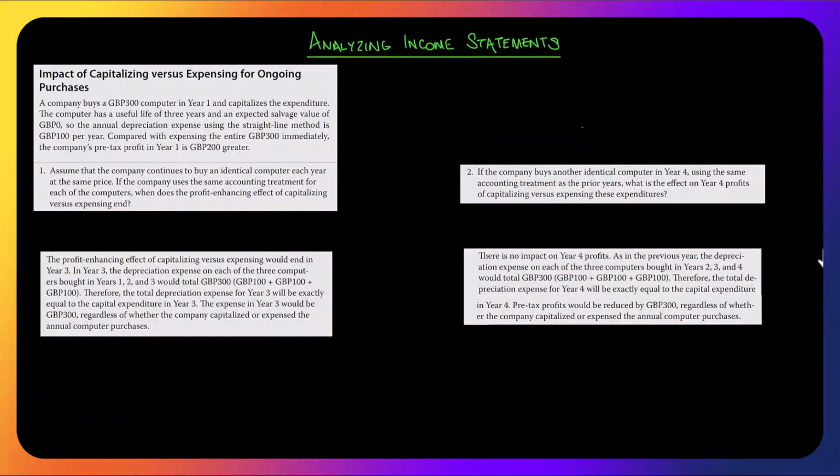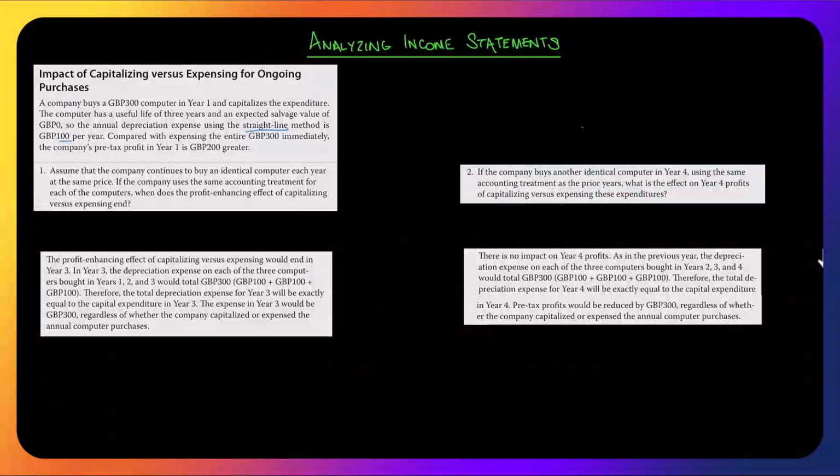Now, that last example was a little bit of a marathon. This one's going to be quicker, but it touches on the same point, more capitalizing and expensing. But I think more realistic this time, brings out a good point. Start on the left. A company buys a £300 computer in year 1, that's the currency, not the weight, and capitalizes the expenditure. Computer has a useful life of 3 years and expected salvage value is 0, so annual depreciation expense using straight line method, 100 per year, makes sense.